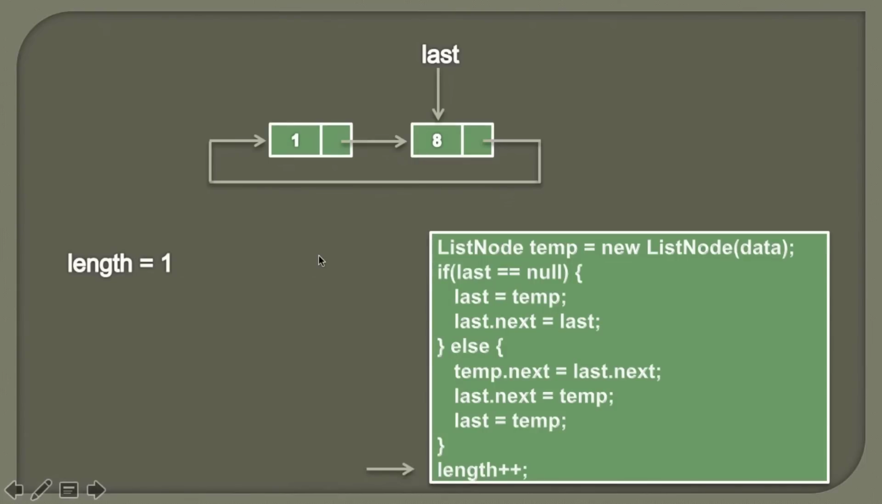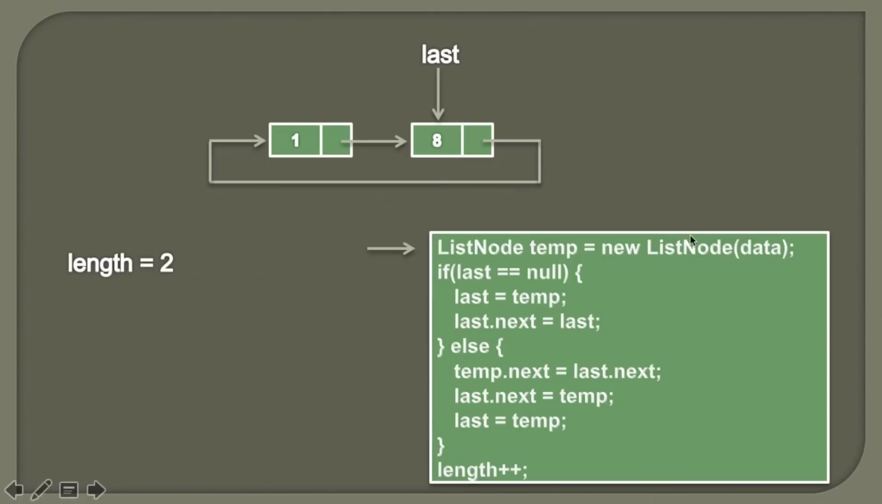So in the final step we'll simply increment the length by 1. The circular singly linked list has two nodes, and we can also see that the last next is referring to this first node. Now friends, let's suppose we want to insert one more node into this circular singly linked list. So we'll execute this algorithm again and we'll pass the data into the method. So let's see the demonstration of this algorithm step by step.